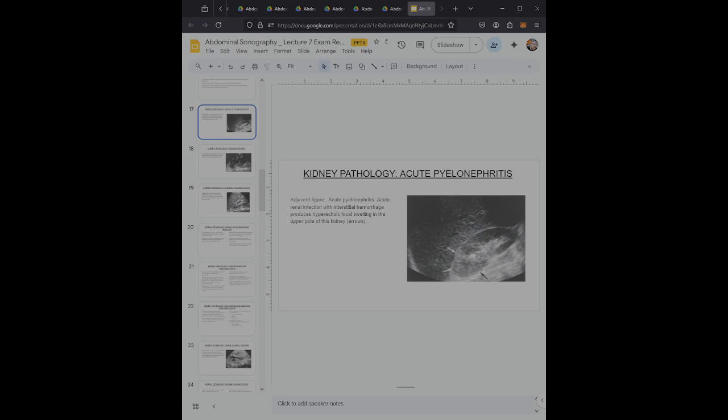Clinically, patients complain of flank pain. There is evidence of bacteriuria, pyuria, leukocytosis, urinary frequency, and dysuria. Sonographically, the kidneys may be normal, there may be some renal enlargement, there are some focal areas of altered echotexture, and there is compression of the renal sinus. So acute renal infection can present with interstitial hemorrhage, and this produces a hypoechoic focal swelling in the upper pole of the kidney.